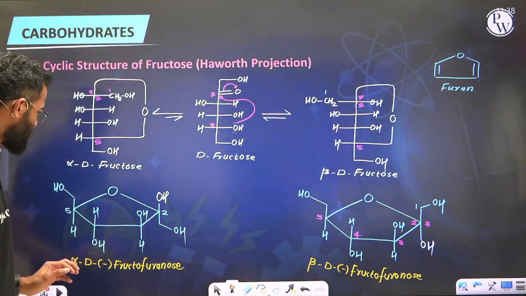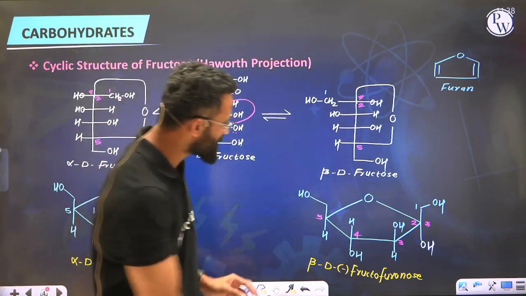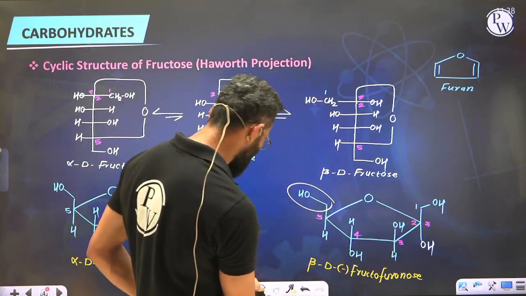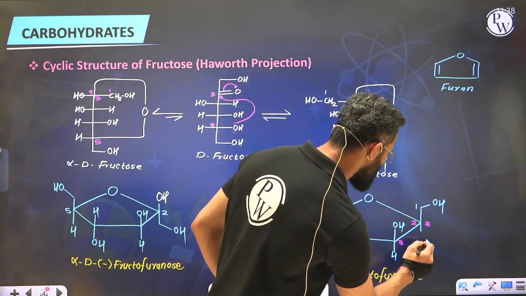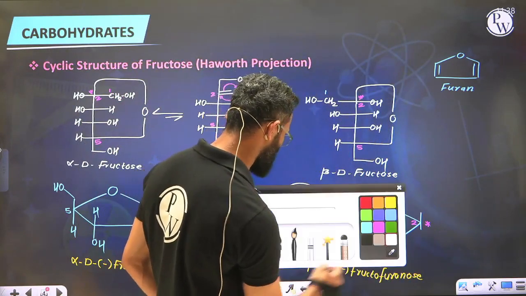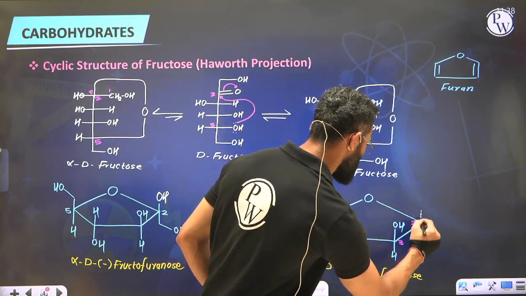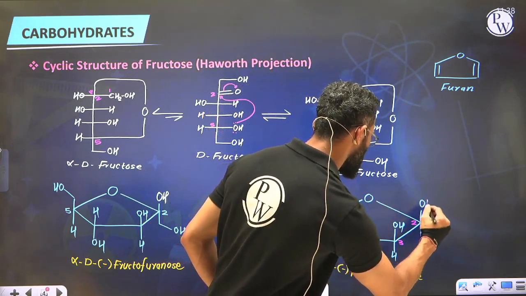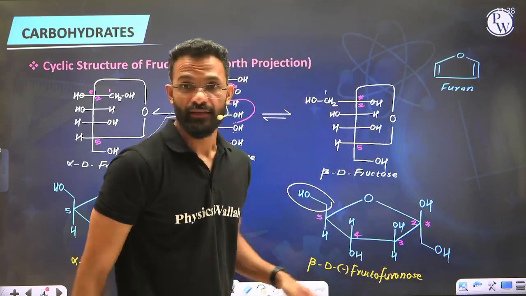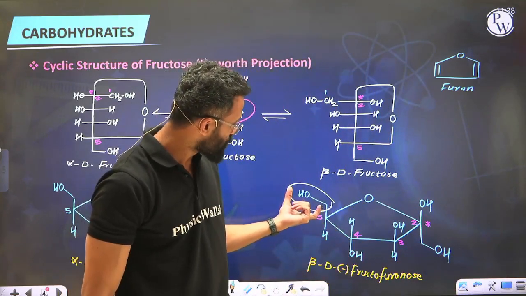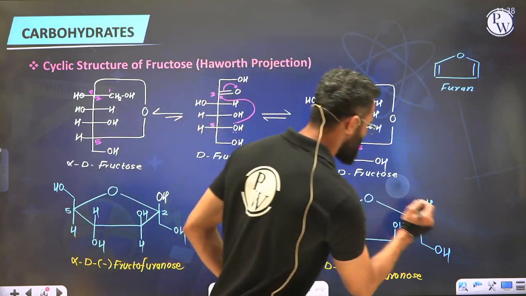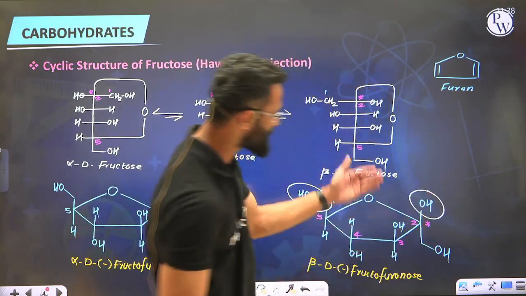Now we talk about the beta anomer. CH2OH and OH should be on the same side. Guys, we are making a small correction here. So we have OH pointing upward and CH2OH pointing downward. So CH2OH at the 5th carbon and OH at the 2nd carbon should be on the same side of the plane.